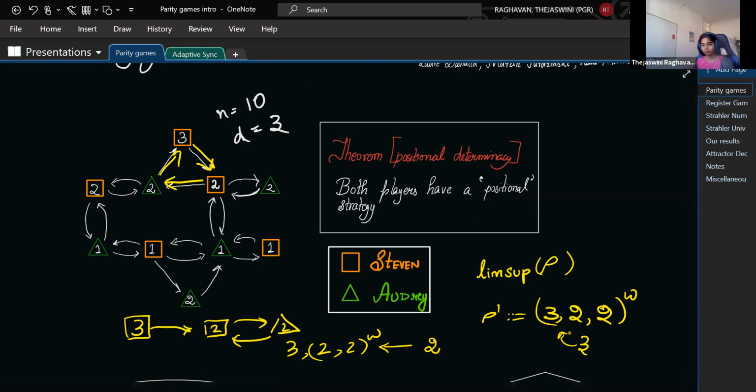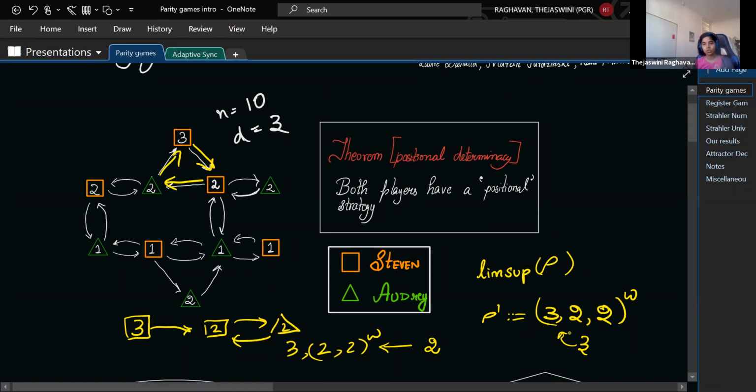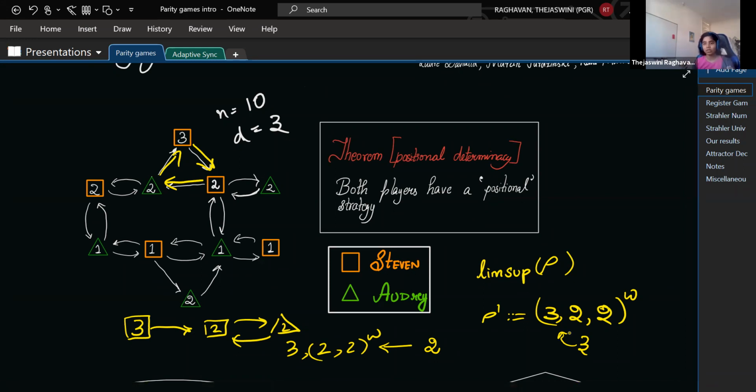It's well known that parity games are positionally determined. What does this mean? If Steven has a strategy to win, then Steven has one where he doesn't have to look at the history, and every time he's at a vertex, he just picks one edge all the time.